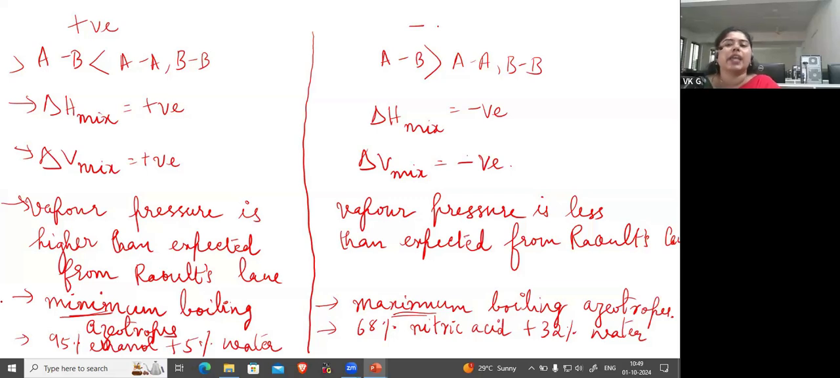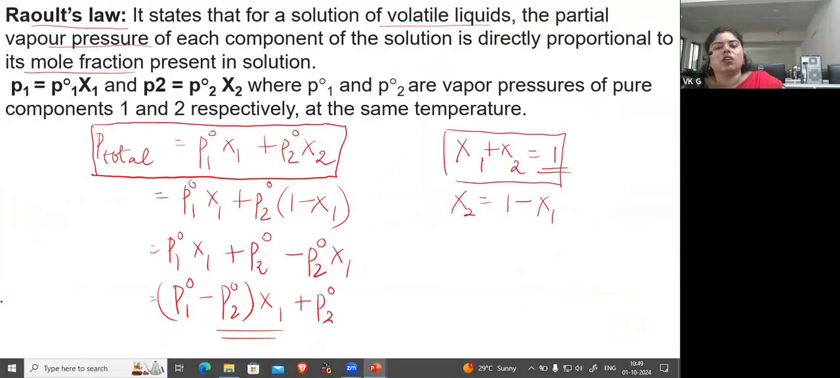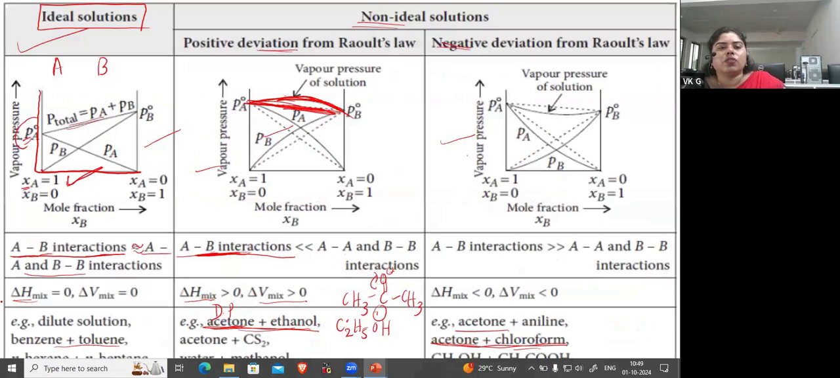Okay. So this was all about Raoult's law of volatile liquids. Then you went to the expression that is P total is equal to P1 naught X1 plus P2 naught X2. Then you also went to another expression in terms of X1 and so on. Then you went to the types of solutions which can exactly obey the graph.